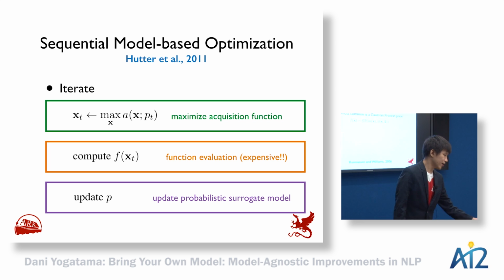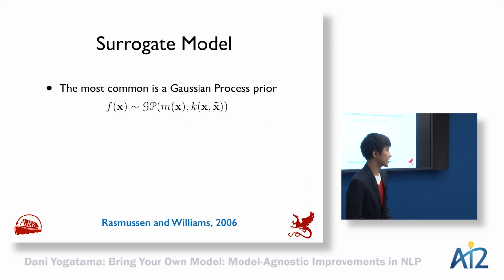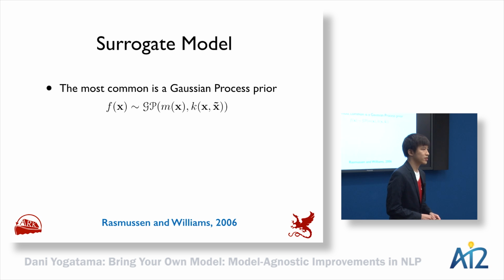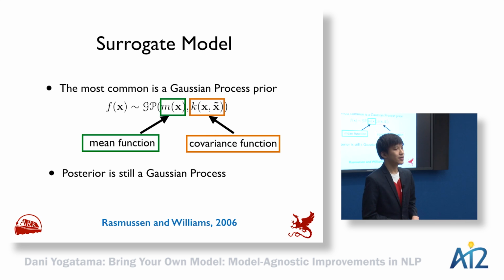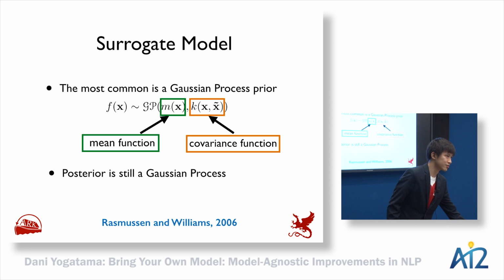It's very simple, and I haven't talked about the surrogate model or the acquisition function at all, but the most common model for the surrogate model is a Gaussian process prior. So we assume that f of x is drawn from a Gaussian process. It's parameterized by a mean function and a covariance function. And the nice thing about using a GP prior is that the posterior, when we update the surrogate model, is still a GP. So I'm not going to talk about GPs in detail, but that's the basic idea that we need to know for this talk.